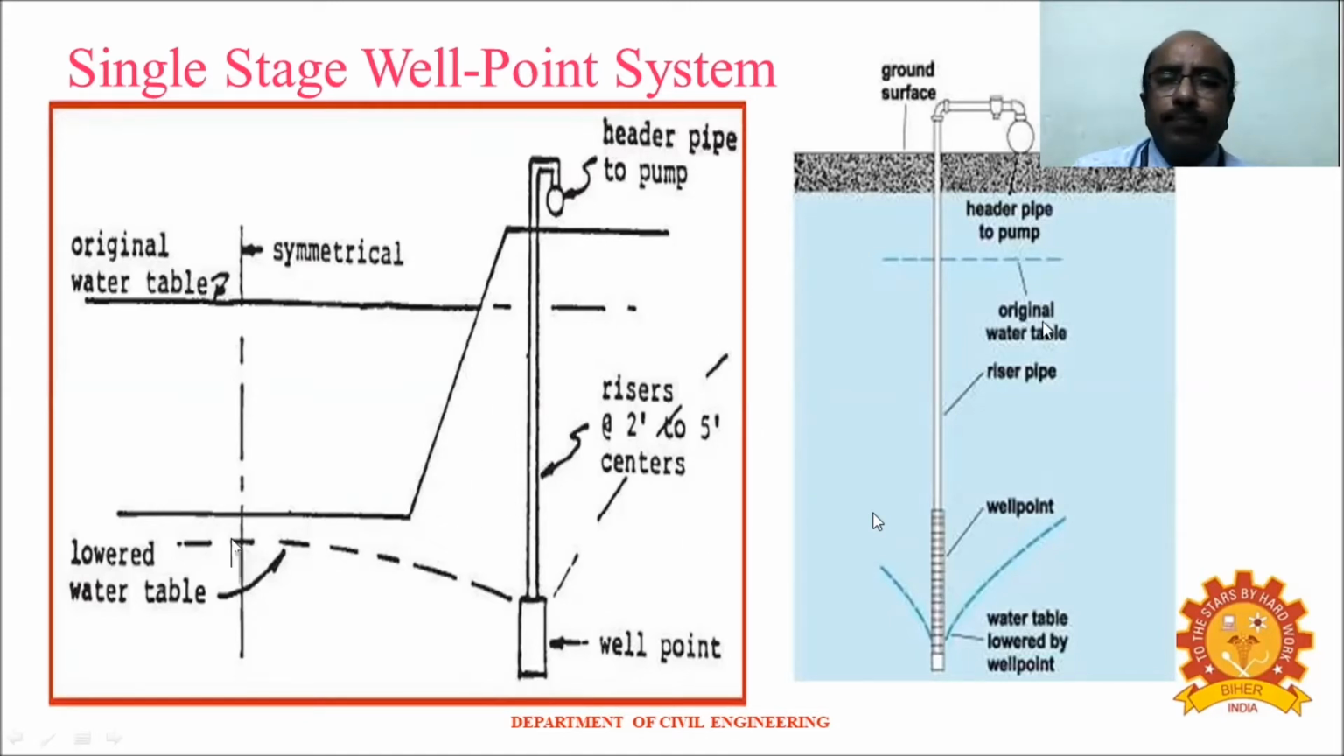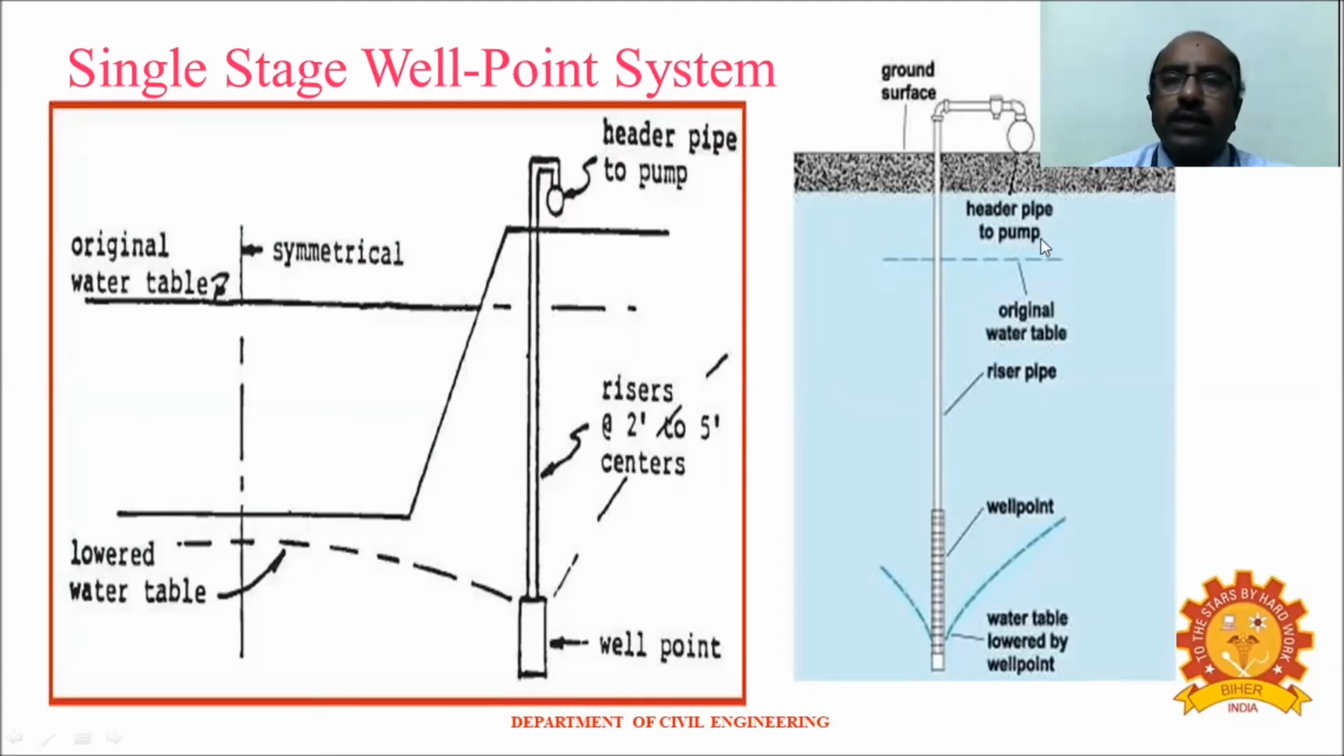This is called the riser pipe, which is connected to the header pipe to the pump. So here in this picture, you can see this is the original water table, and when the water is pumped out, the water table is lower in this pump. This is the drawdown curve, and because of this lowering, we can do the excavation process here.